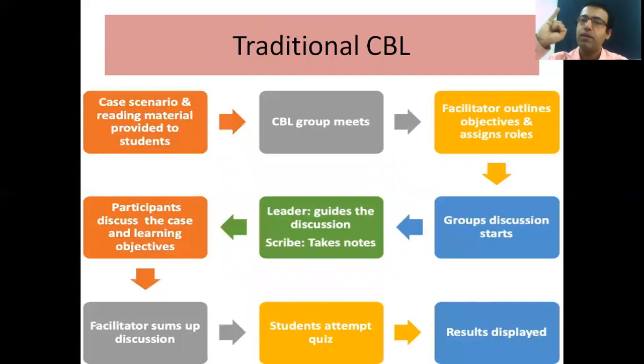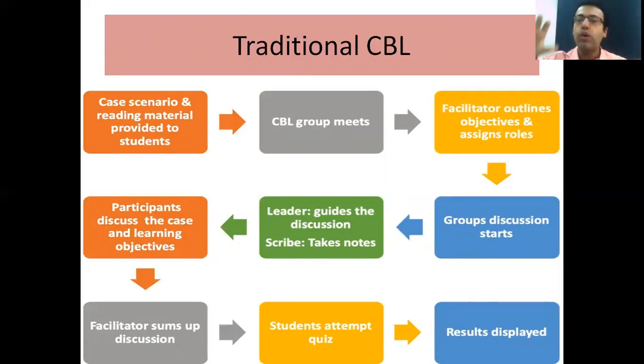So the tutor prepares the scenario, the reading material and learning objectives and sends them to the students. Students prepare themselves before coming to the CBL session. Number three, during the session, they will discuss the learning objectives and different clinical data with each other. Number four, the facilitator will wrap up the discussion. Number five, a quiz will be performed.